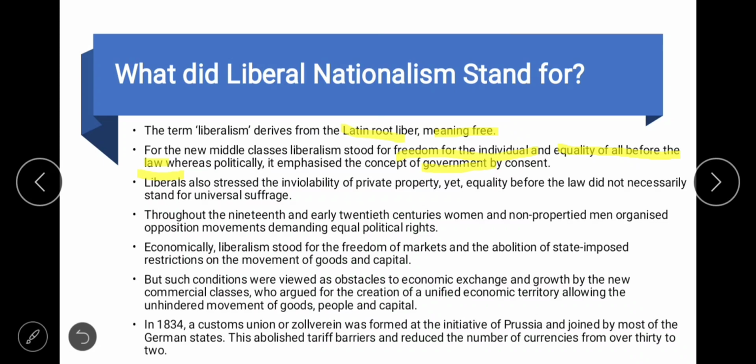Yet, we see that equality before the law did not necessarily stand for universal suffrage. Okay, so what does suffrage mean? The right to vote. So universal suffrage means the right to vote for all, irrespective of their gender, caste, etc. So how was the suffrage during the revolution? The right to vote and to get elected was granted exclusively to property owning men. And what about the men without property? They were excluded from political rights.